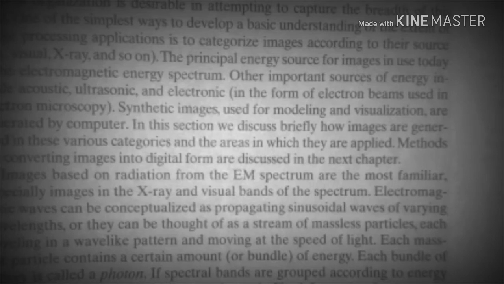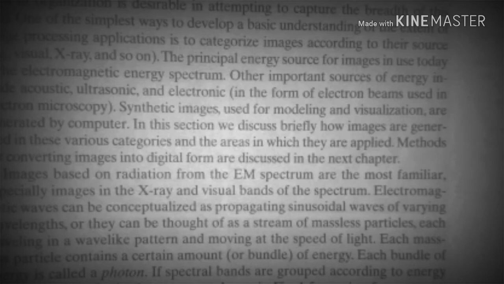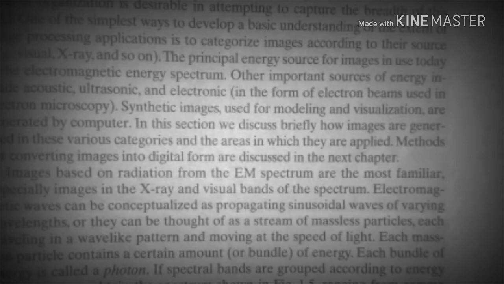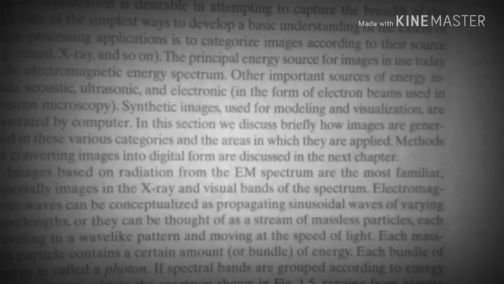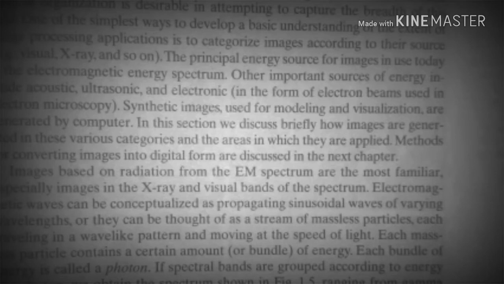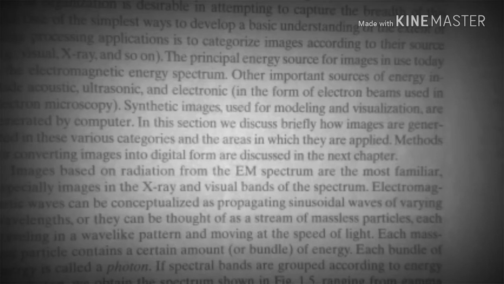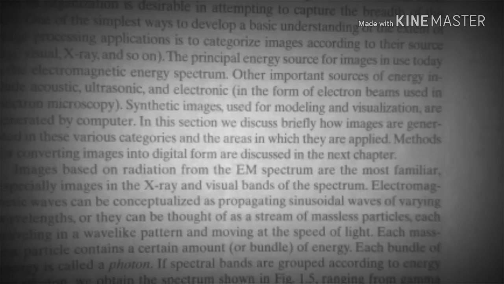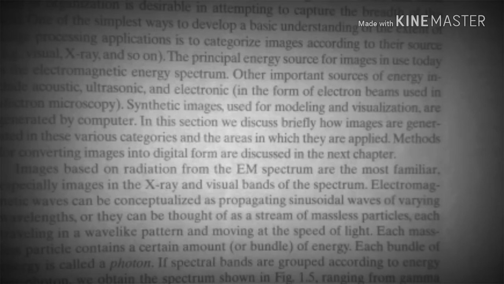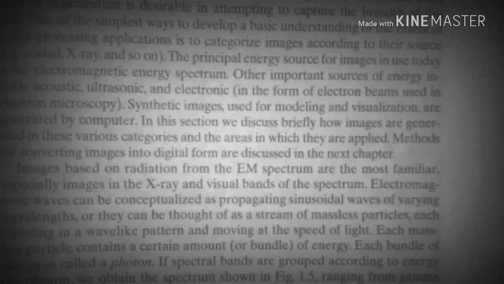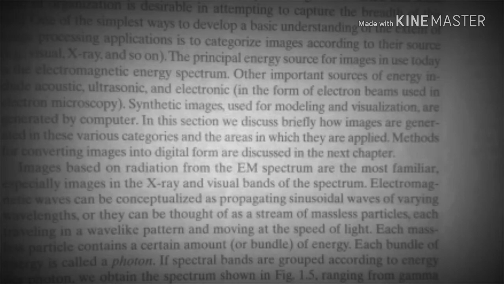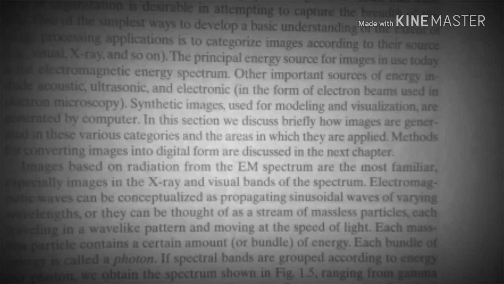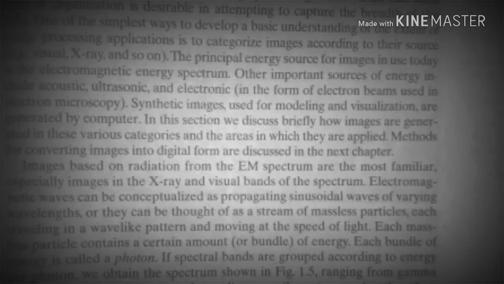In this section, we discuss briefly how images are generated in these various categories and the areas in which they are applied. Methods of converting an image into digital form are discussed in the next chapter. Images based on radiation from the EM spectrum are the most familiar, especially images in the X-ray and visible bands of the spectrum.